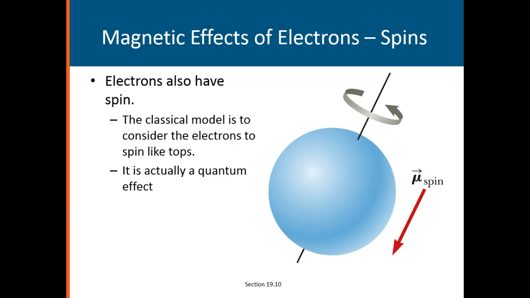Electrons also spin. They also have a spin. The classical model is to consider electrons to spin like tops. But actually, it's a quantum effect. Now, I don't know if you realize what they mean by quantum effects. This is going to be the stuff we cover in the relativity chapter. I think we'll get there. We may not quite get there, even in that chapter. But it's a quantum effect, and that's the spin of the electron.